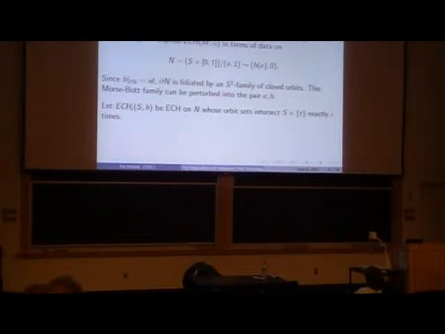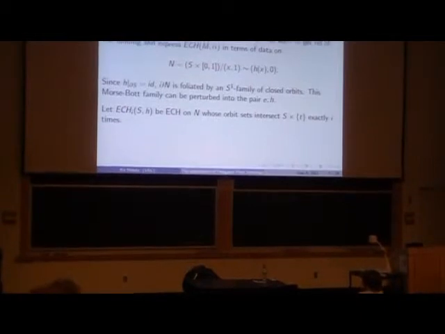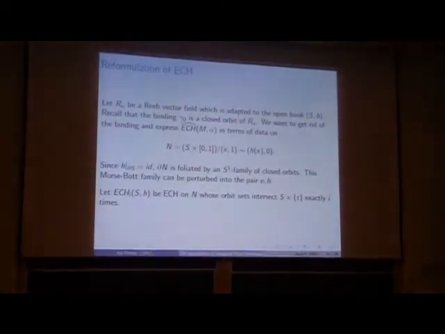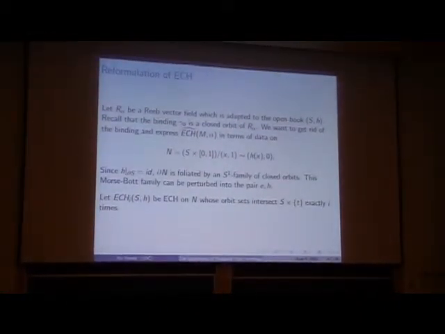Okay. Now, since H is the identity, the boundary of N is foliated by an S1 family of closed orbits. Remember the spiral notebook, you had some sort of force on the boundary. If you just took S cross [0,1] and did this identification, then you have a bunch of closed orbits on the boundary, in fact an S1 family of them.